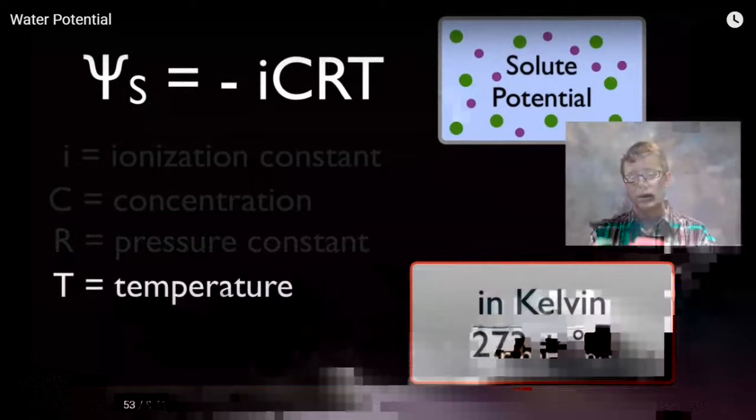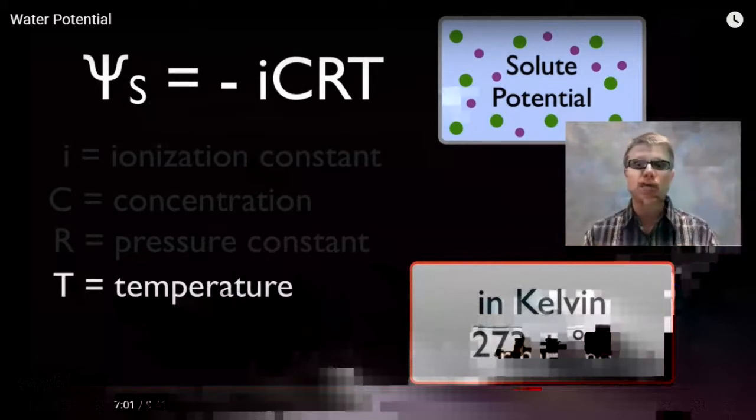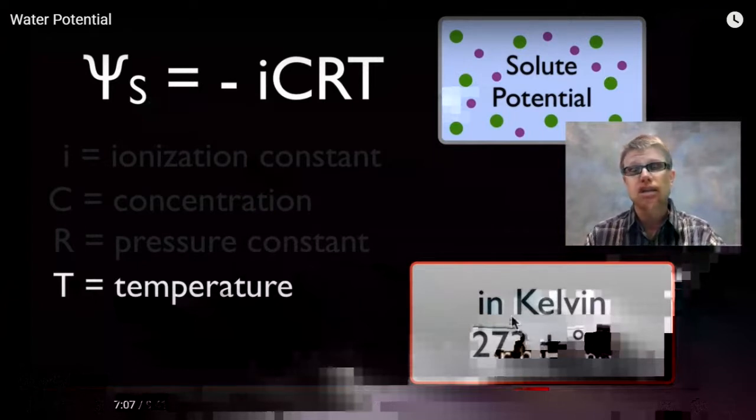And then the next one's going to be the temperature. Obviously, if we increase the concentration, that's going to decrease solute potential. But if we increase temperature, then the molecules are going to be bouncing around more readily, and so that's also going to decrease our water potential. And so when we measure that in this equation, we use Kelvin. And so what you're going to do is take the Celsius degrees and add 273. If you don't do that, you're simply going to get the wrong answer.